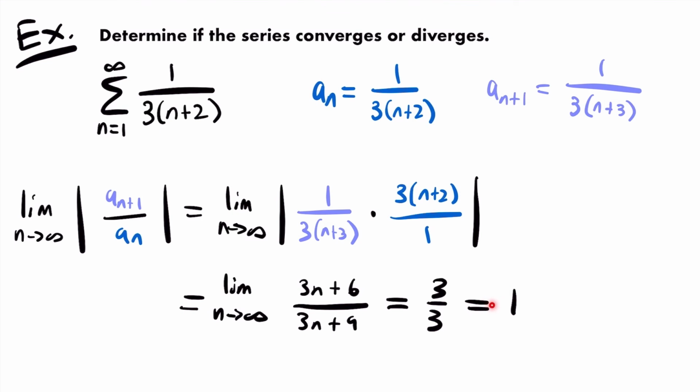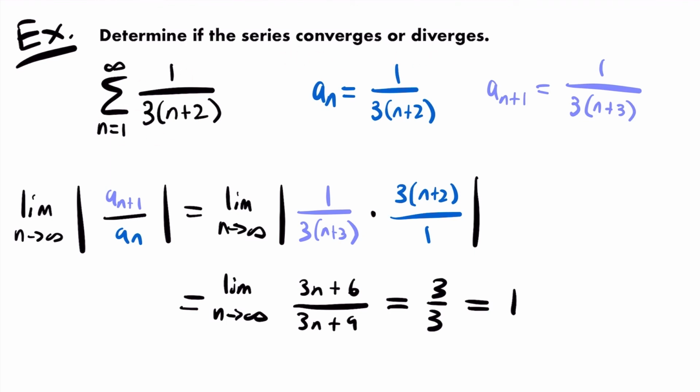And when your limit for the ratio test is equal to 1, the test is inconclusive. The ratio test isn't going to tell us anything about our series. My suspicions from the beginning were correct. Since this series didn't include any factorials or any exponential parts, it wasn't a good idea to use the ratio test for this series. Because the ratio test was inconclusive, we now need to use another test in order to determine if this series converges or diverges.